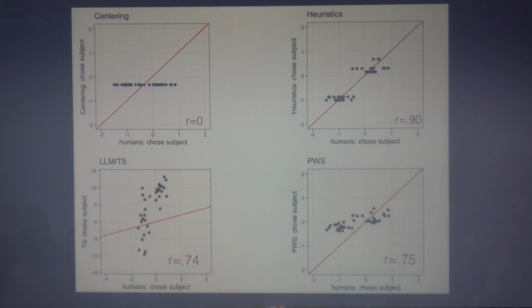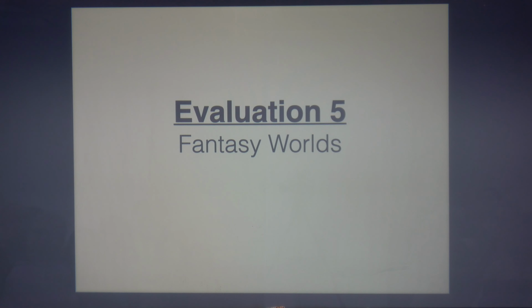And that actually does about as well as T5, as hacky as that was. It does as well as T5, right? And they're not much behind heuristics again, right? So this, probable world semantics, handles the stuff that heuristics does well, and things that heuristics doesn't do well. Now, though, we're going to get to the really important evaluation, and then I will be just wrapping up after that, which is fantasy worlds, right?